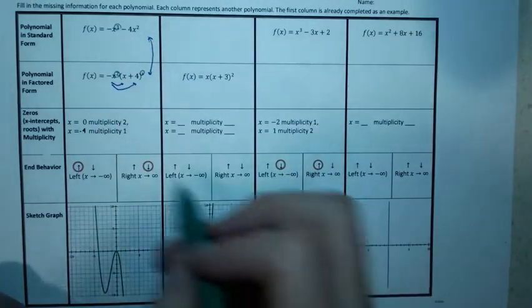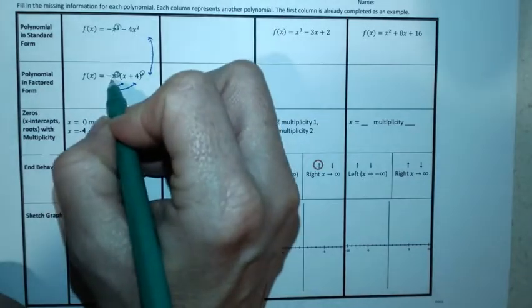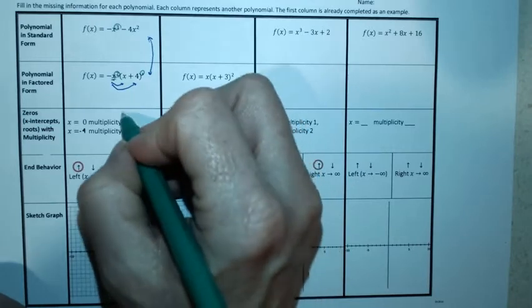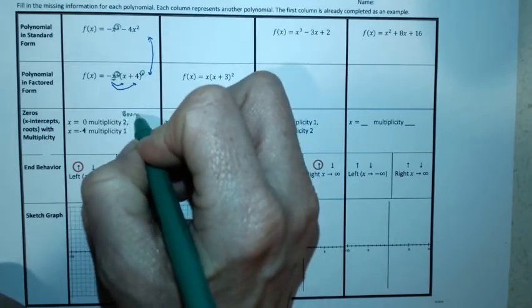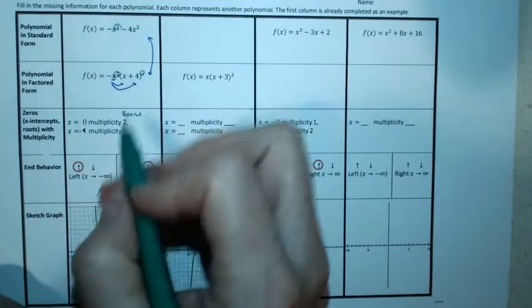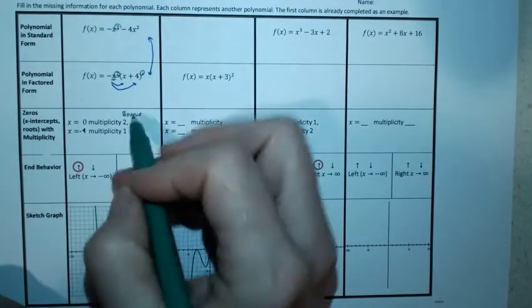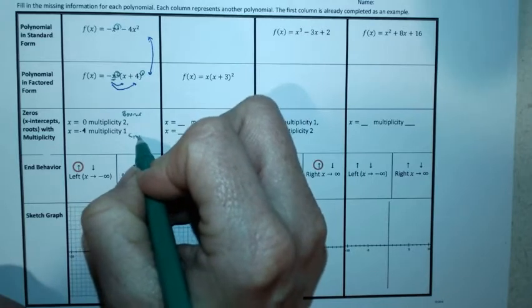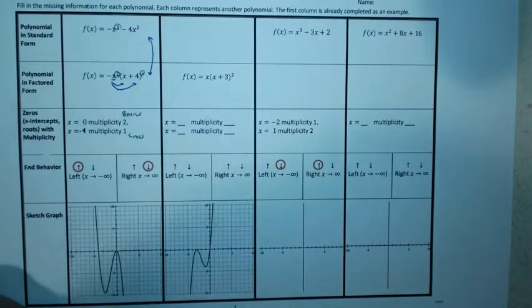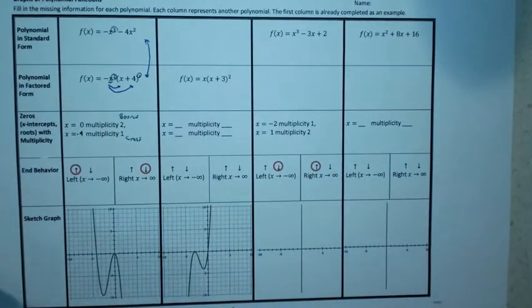Then this one has a 0 at 0. So this would be my 0 at 0 right here, and it has a multiplicity of 2. Remember, that means it would bounce. If it's an even power, it bounces. This has a 0 at negative 4, and that would be a multiplicity of 1, and that's going to cross. And remember, any other odd number besides a 1, it would wiggle. If you remember that with our graph.